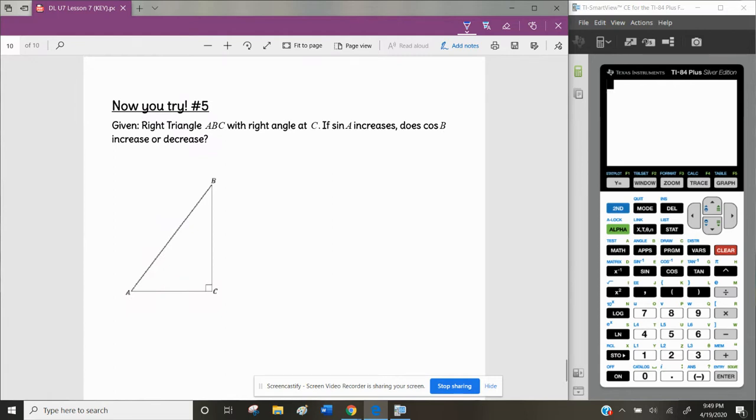So right triangle ABC with a right angle C below. If sine of A increases, does cosine of B increase or decrease? So again, pause the video if you want to try this one on your own. So we don't actually need any numbers. We don't need to actually do anything. We have sine of A and cosine of B, and we know that sine of A equals cosine of B when angle A plus angle B equals 90, which is what we have here. So if sine of A increases, cos of B will also increase.